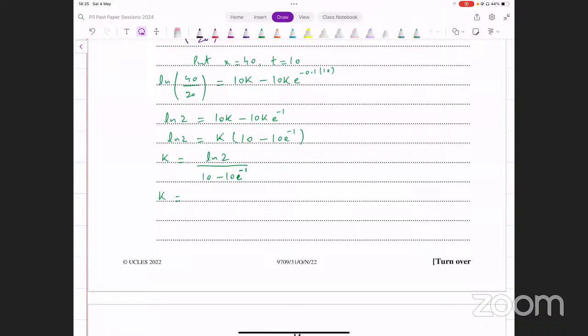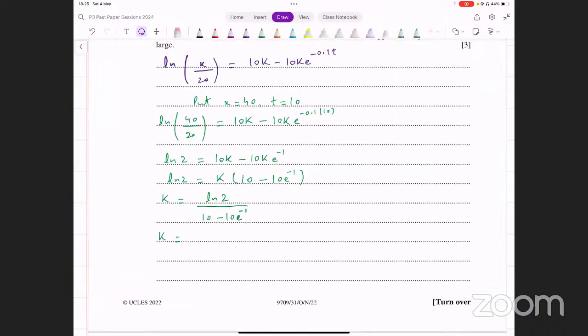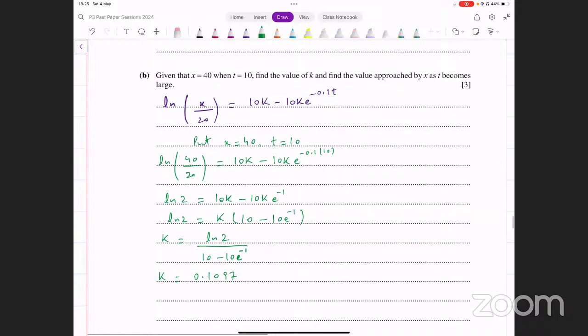Okay, that's giving me 0.10965. So that will be 0.1097. That's the value of k that I'm getting from this. Okay. Now we've got that value.